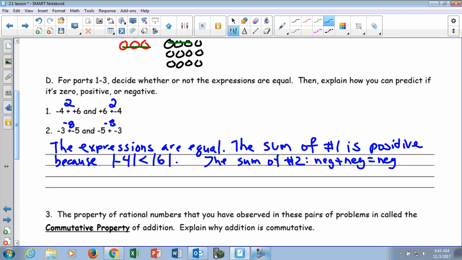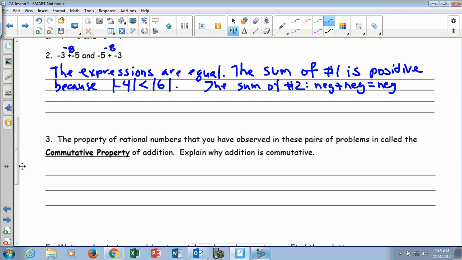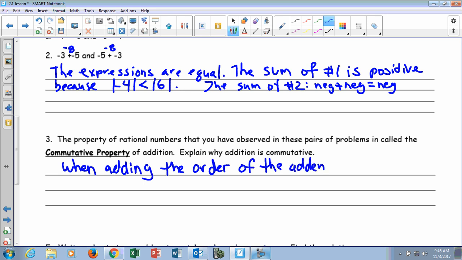So why have we been doing all this? Well, it says the property of rational numbers that you observed in these pairs of problems is called the commutative property of addition. Okay? So let me move this up just so you can write it. I'm going to give you a little definition here. It says when adding, the order of the addends doesn't matter.